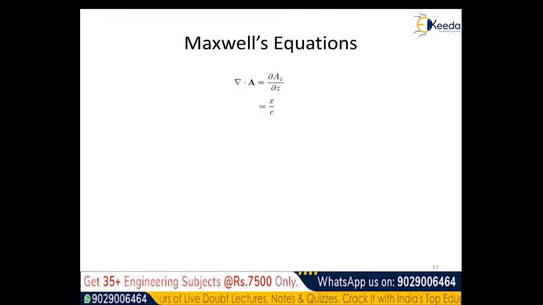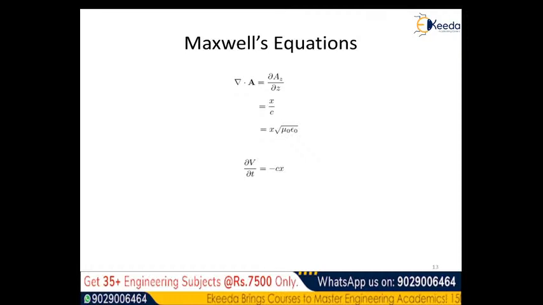When we substitute it, we get the divergence of A equal to x into the square root of mu 0 epsilon 0. Next, del V by del t is equal to minus Cx, because in the problem statement we have been provided capital V, the scalar potential.